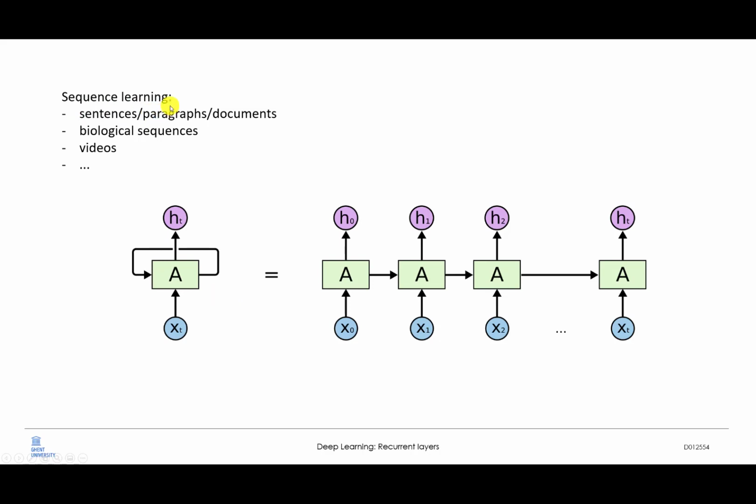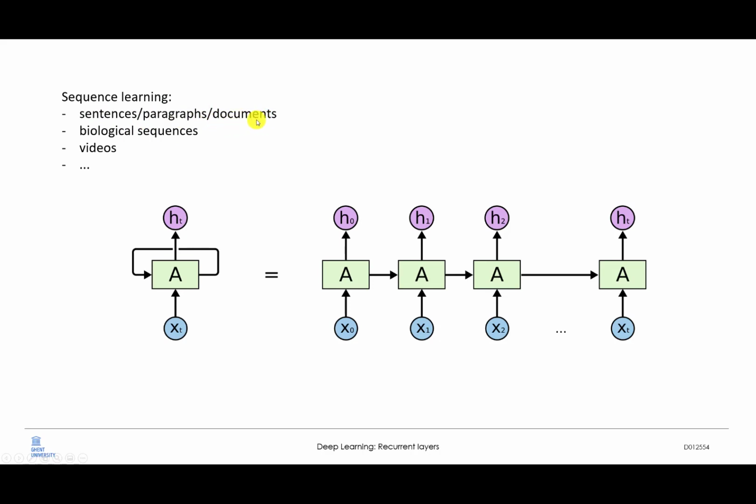So sequence datasets, natural language processing, of course. We have sentences, and we want to classify them, for instance, by sentiment. So what is the sentiment of this sentence? Is it positive? Is it negative? Paragraphs, which we might want to summarize or something like that.